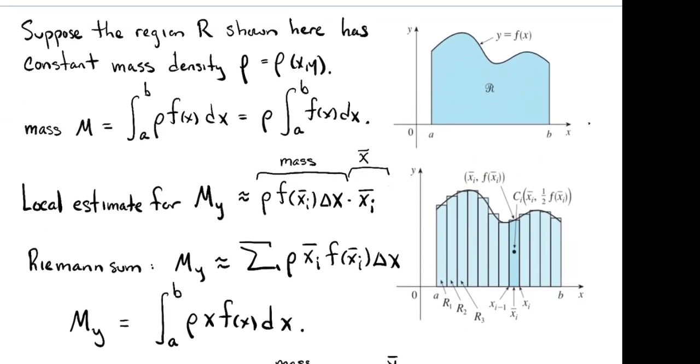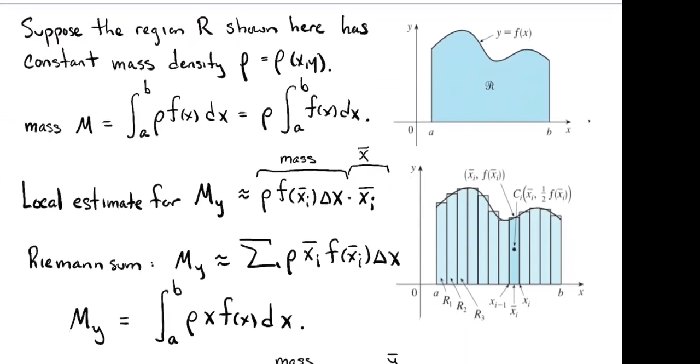Okay, so here we go. We're into our final situation. I've got a region in the plane bounded by a function, f of x, over an interval from a to b, the usual setup. It has a constant density, rho, grams per square centimeter if you like. And what's the mass of that region? I want to start with that.